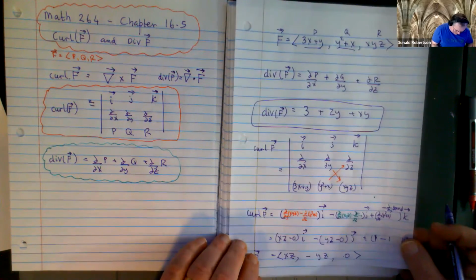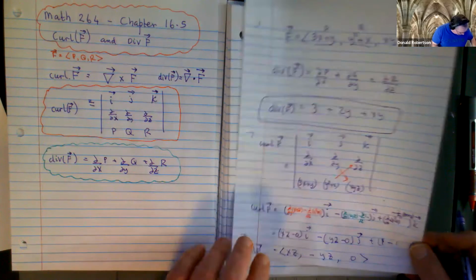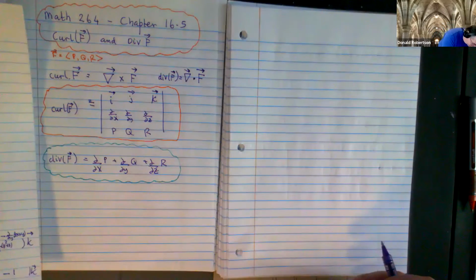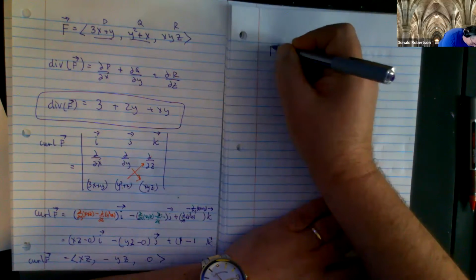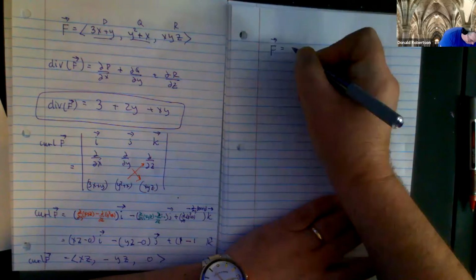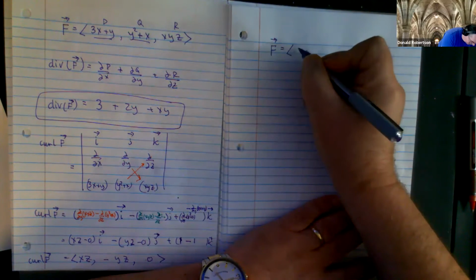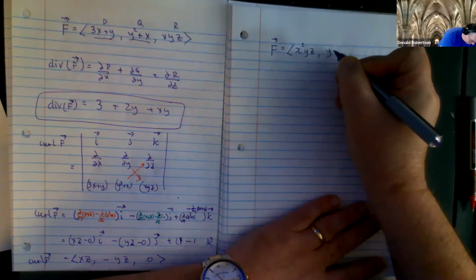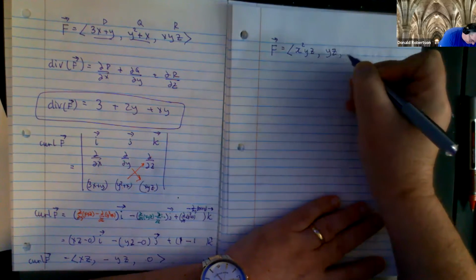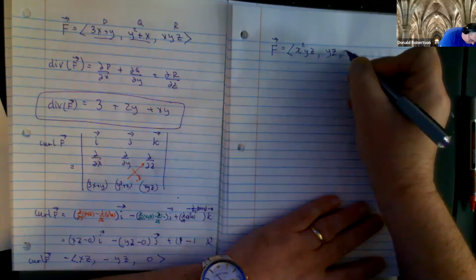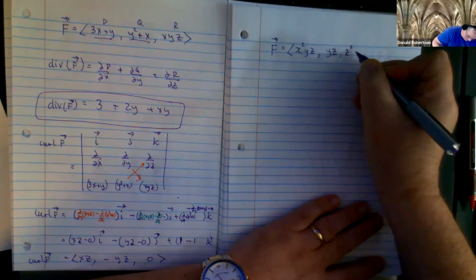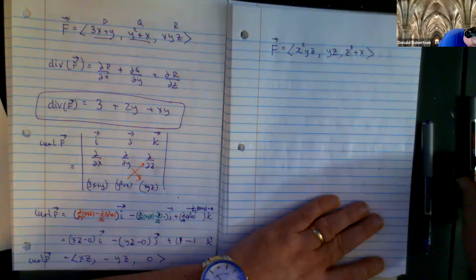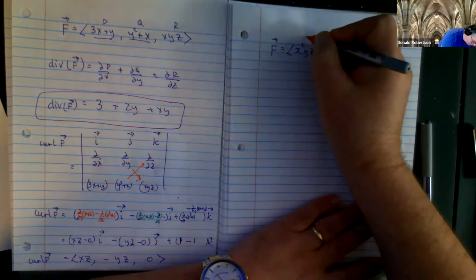Okay, that's one. I don't think one is enough, so let's do another one. Let's suppose my function is (x squared yz, yz, z cubed plus x). That's P, that's Q, and that's R.